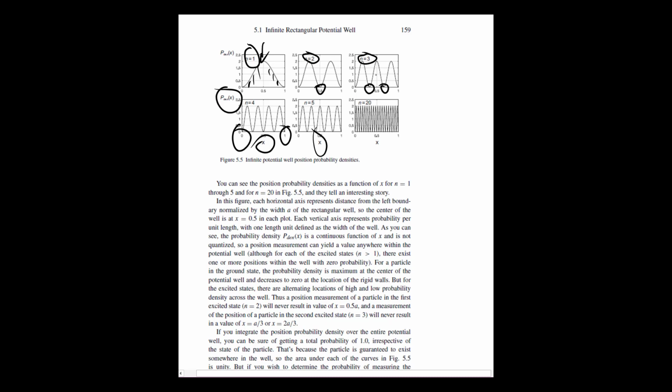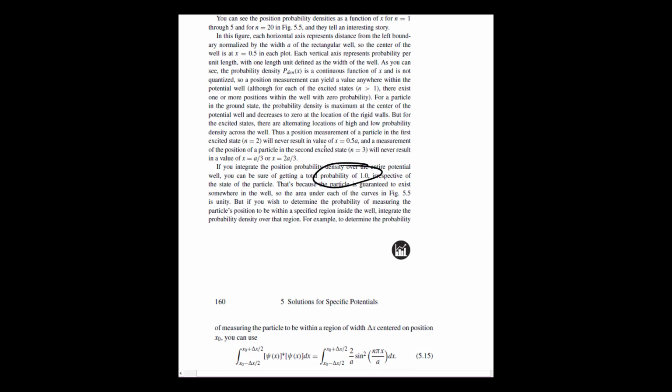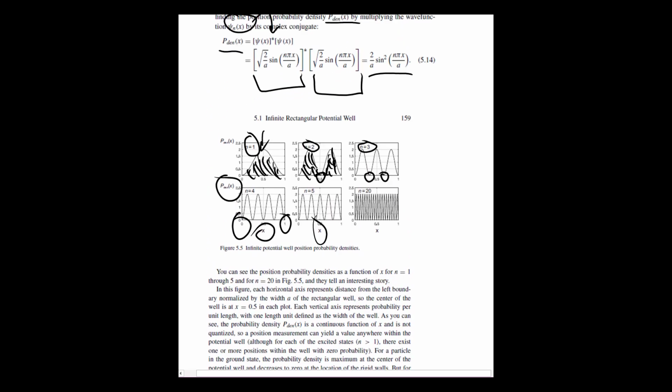Those correspond to the nodes of the position wave function, and when you square it, the probability density is 0 at those locations. The other thing to note is that the area under the curve, that is, the probability of finding the particle somewhere in the well, must always be 1. So the area under the ground state curve or under the first excited state curve, that area is 1 in every case. That's described down here, but it also says if you want to find the probability of measuring the particle's position in a specified region, it's necessary to integrate over that region.